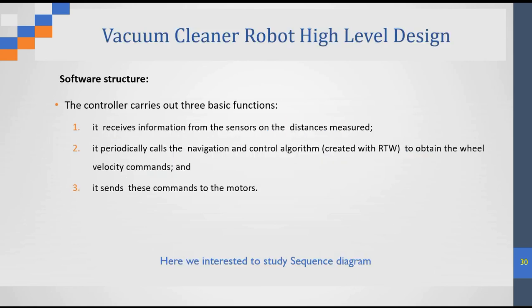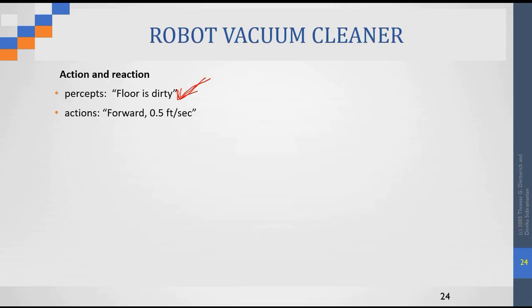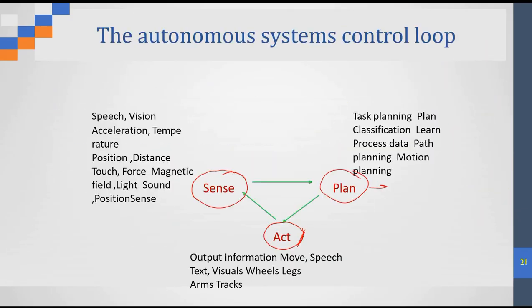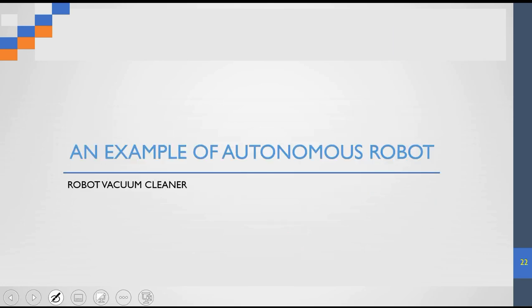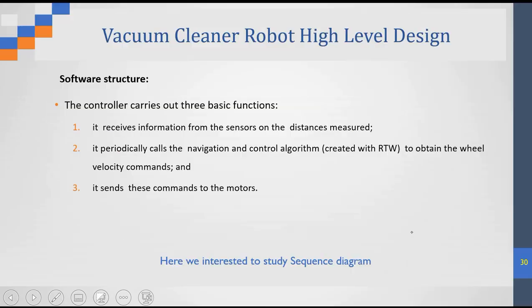What's this? This is the scenario of how it works, how this vacuum works. It is the normal scenario, similar to the previous one, but here it is only for the vacuums. It receives the information from the sensor on the distance measurements, and then calls the navigation and control algorithms. This is how the vacuum cleaner works.